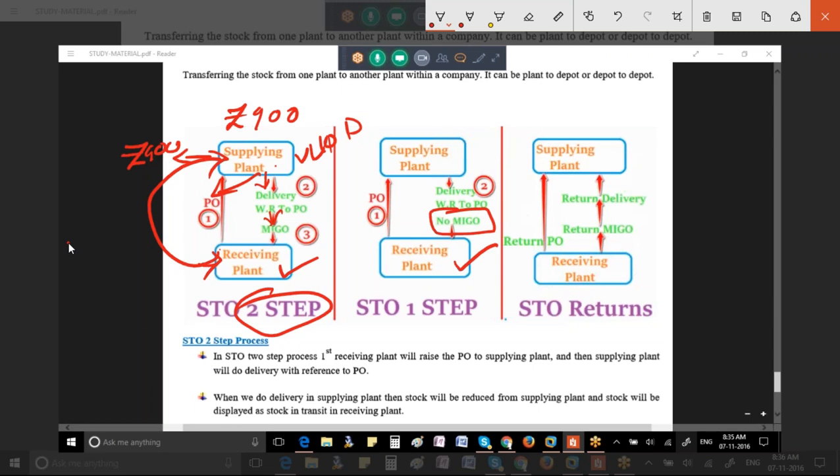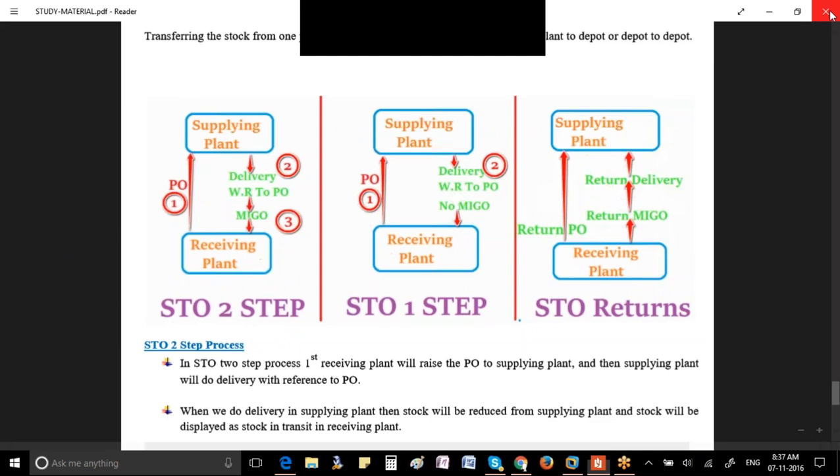See what happens here: when we do MIGO, the stock is added here. But in the return, sometimes in interviews they also ask this: in the return STO, when is the stock actually added into the supplying plant back? When we do the return delivery, it is added actually, but not at the return MIGO. Okay. So let's see the controls and the configurations.